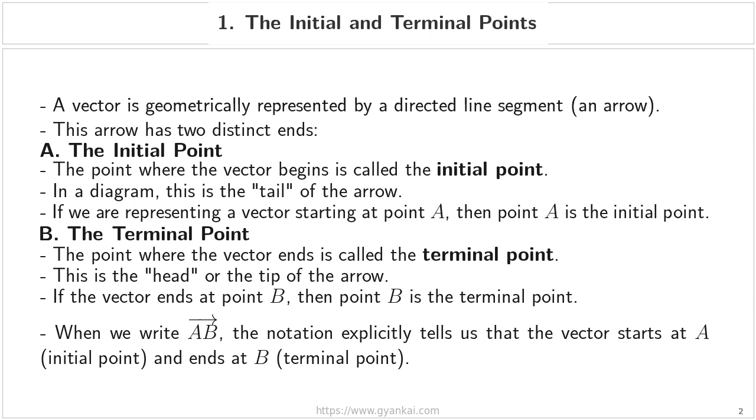Now that we've established that a vector is defined by both magnitude and direction, let's look closer at how we actually draw and label one. This is what we call the anatomy of a vector. Keep this distinction in mind, because in the next slide, we're going to discuss how to measure the distance between these 2 points, which brings us to the concept of magnitude.